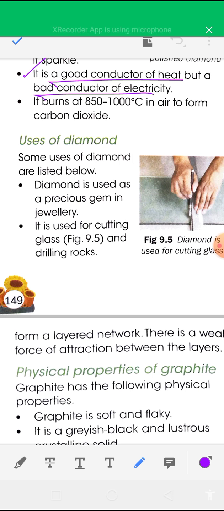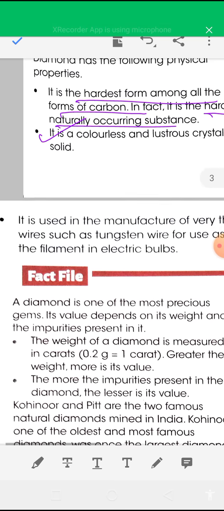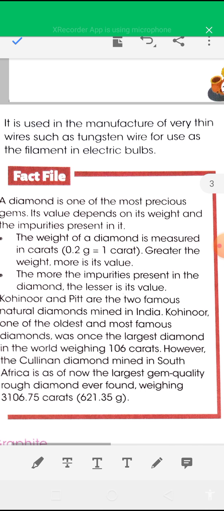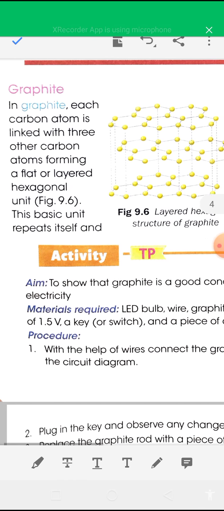Different uses of diamond. Diamond is used as a precious gem in jewelry. It is used for cutting glass and drilling rocks, and it is used in the manufacture of very thin wires, such as tungsten wire for use as the filament in an electric bulb. So these are the uses of diamond.